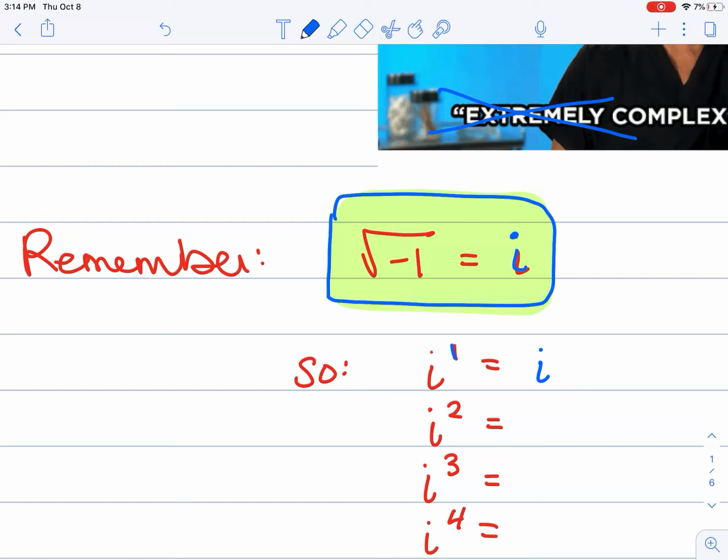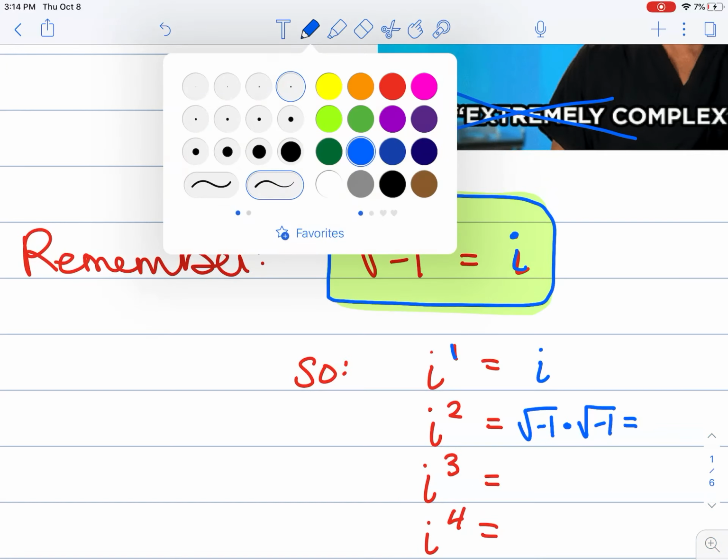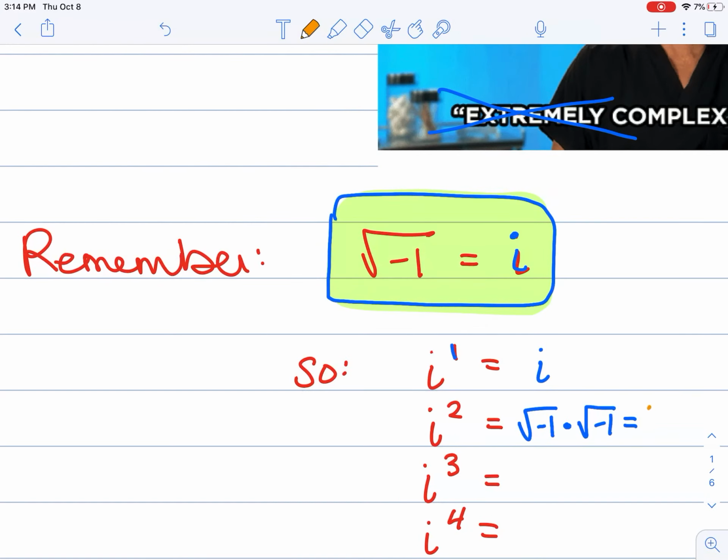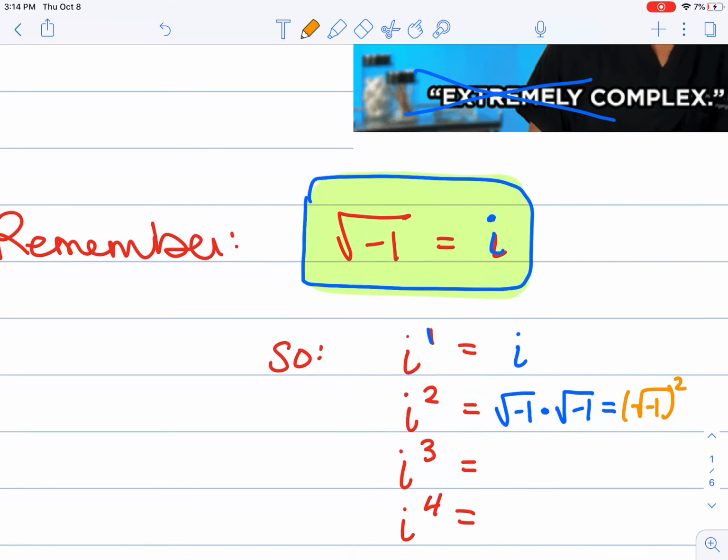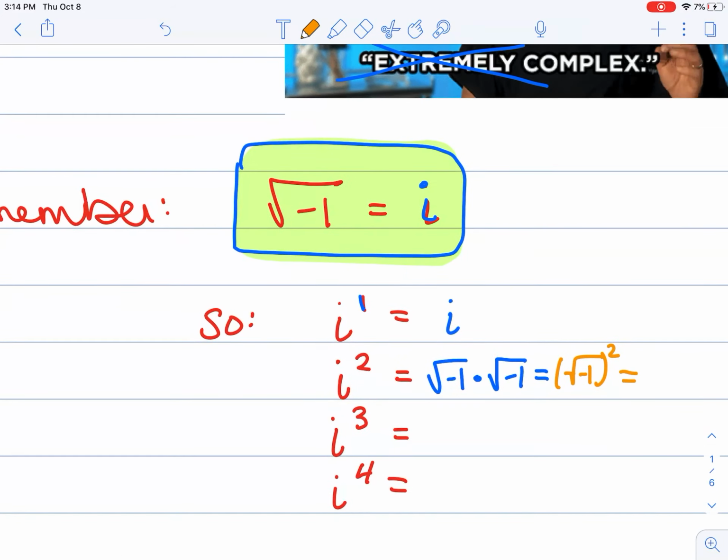If I have i squared, that's like saying the root of -1 times the root of -1. Remember, the root times another root of something identical cancel each other out. So I can write this as the root of -1 squared, which this squared and this root cancel, so I just get -1. So i squared is really -1.